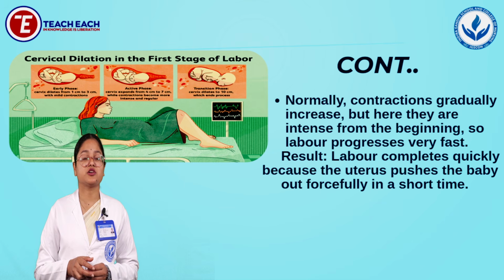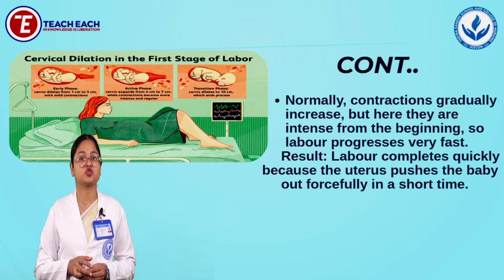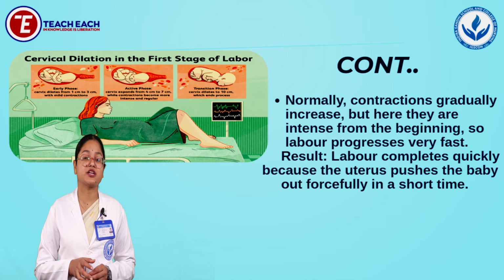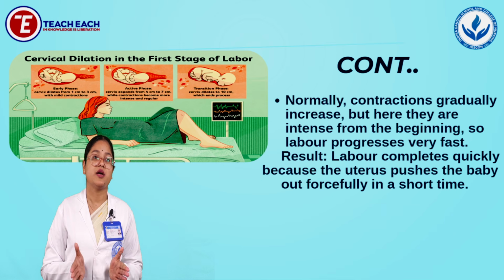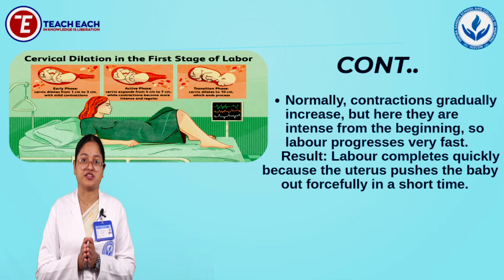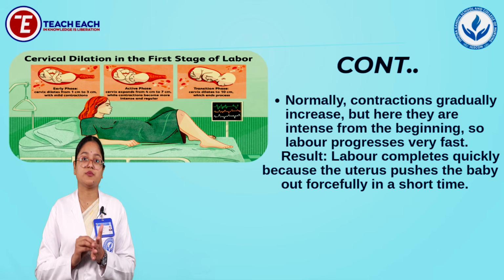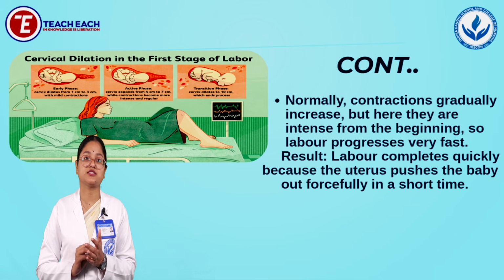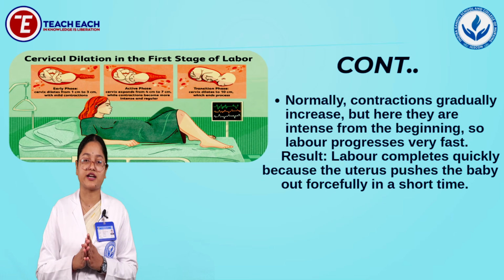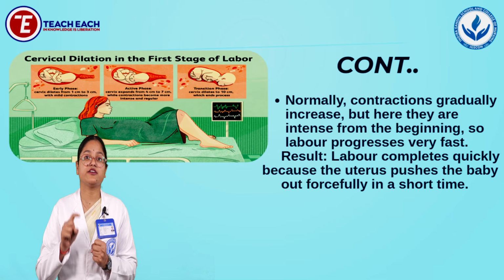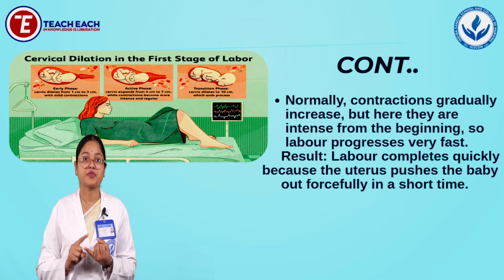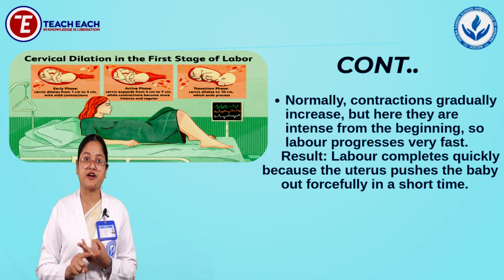Normally contractions gradually increase, but here they are intense from the beginning. So the labor process is very fast. As a result, labor is completed very quickly, and the uterus pushes the baby forcefully in a short duration of time. The first main thing is cervical dilatation, because the baby cannot be delivered until the cervix is dilated fully to 10 centimeters. If the cervix is not dilated, the baby won't come out. The contractions work on the cervix, so it dilates fast due to rapid and powerful contractions, and then the baby can be delivered very fast.